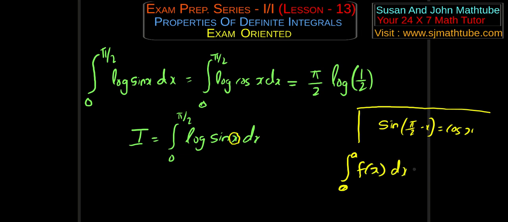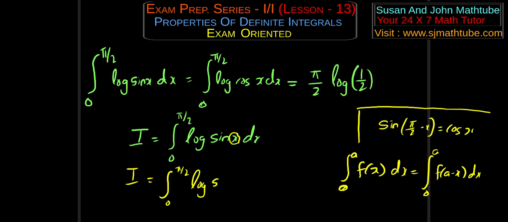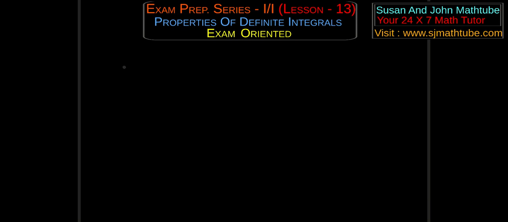That is integral 0 to a f of x dx is the same as integral 0 to a f of a minus x dx. So what we do is we replace x with pi by 2 minus x. And what is sine pi by 2 minus x? Yeah, cos x. So this is our equation 1, that is the given thing. And the simplified form, that is the sine pi by 2 minus x will become cos x. And that will give us equation number 2.